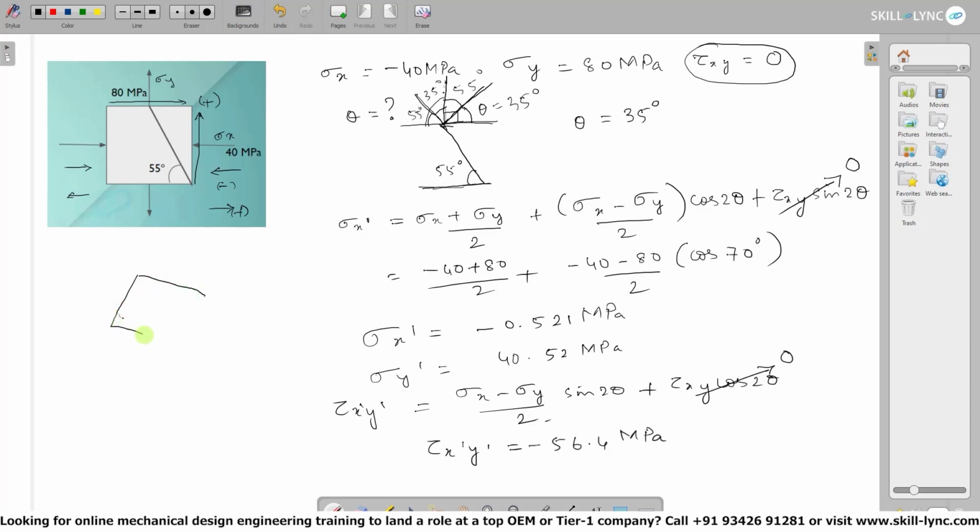So by drawing the new square, which has an orientation of 35 degrees, we can say that sigma x dash is inwards and it has a value of minus 0.521 megapascal, and sigma y dash is outwards because we know that the value of sigma y dash is a positive value, so it's 40.52 megapascal. And again, tau x dash y dash is given as minus 56.4 megapascal.